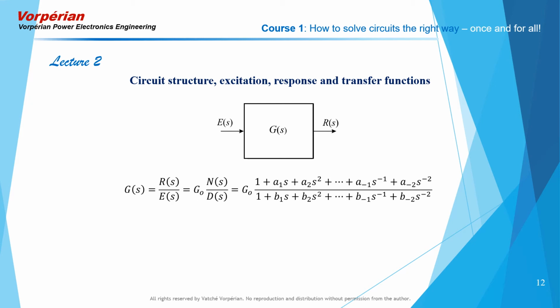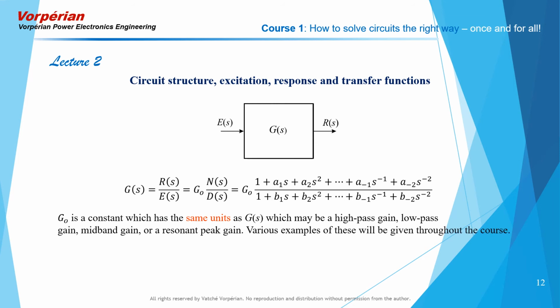Does it go up? Does it go down? Does it go through a resonant peak? Does it go through a resonant notch? Does it stay flat? It's got to do one of those things. So g0 is a constant now which has the same units as G(s), which itself may be a high pass gain, a low pass gain, a mid-band gain, or a resonant peak or a resonant notch. I will give you various examples of these later throughout the course.